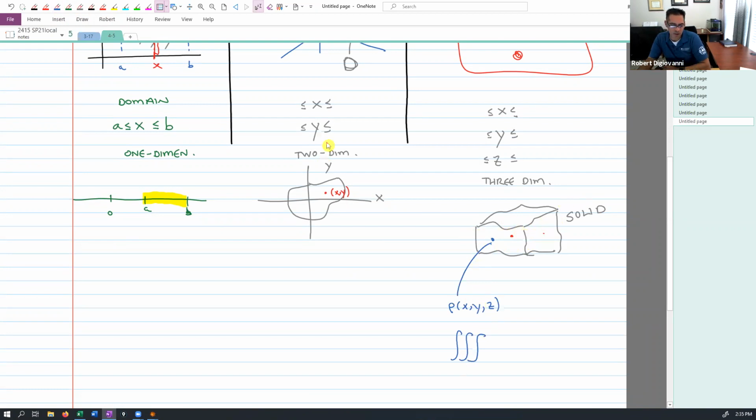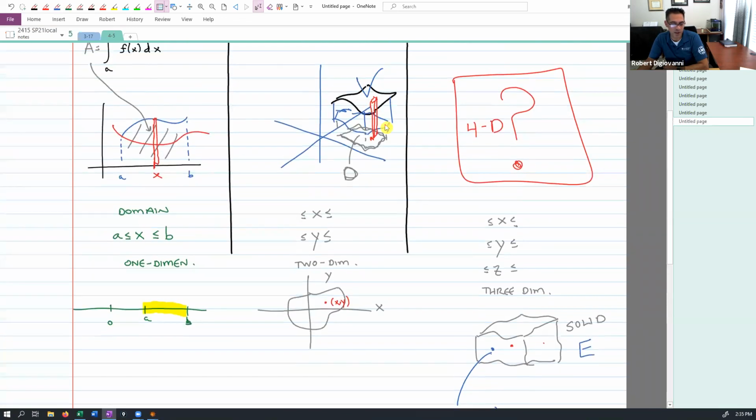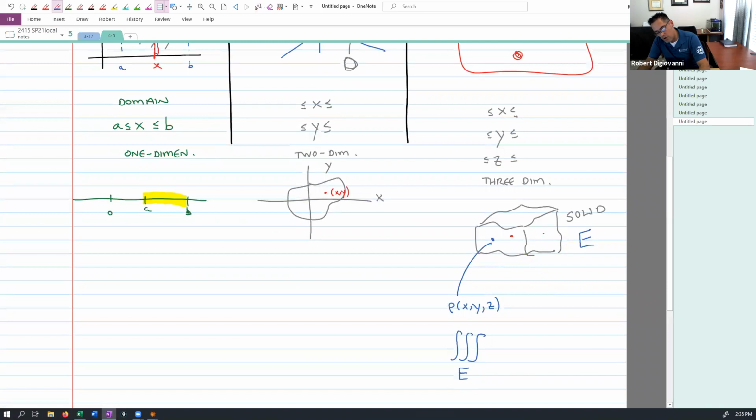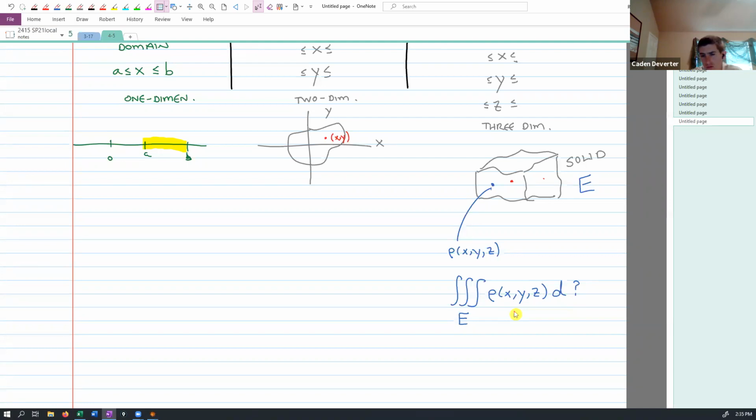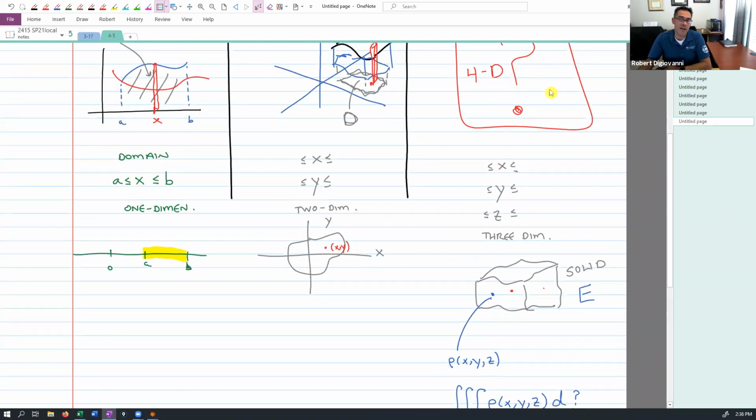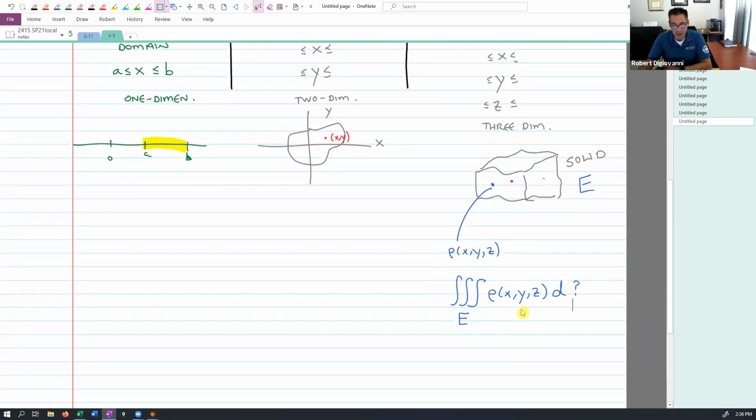Now, what do we call this solid? We call this over here D. This is our good old line segment. Here, we normally just call this E, our domain, so we don't confuse it with the D from the double integral. What would this triple integral over this density function, which is a function of three variables, represent to us? Think about what we just did. It would just be the mass of the solid. That's it, right? So even though we can't visually understand what's happening, it makes perfect sense if we extend what we've learned in 2D over to 3D.